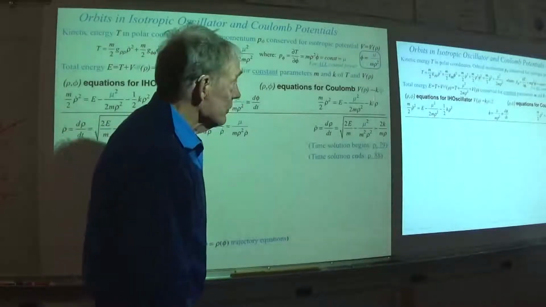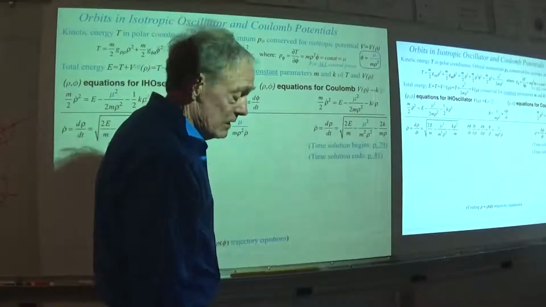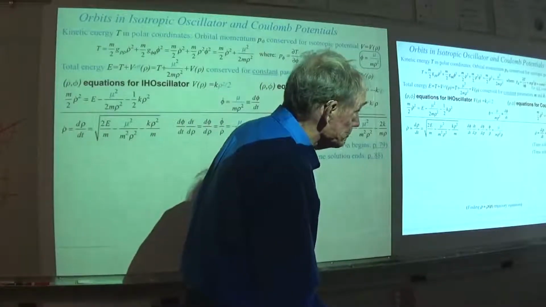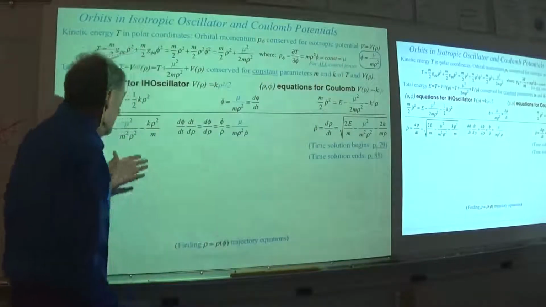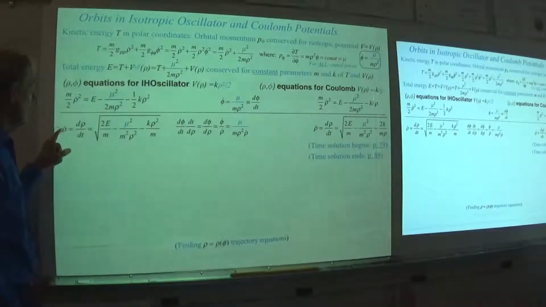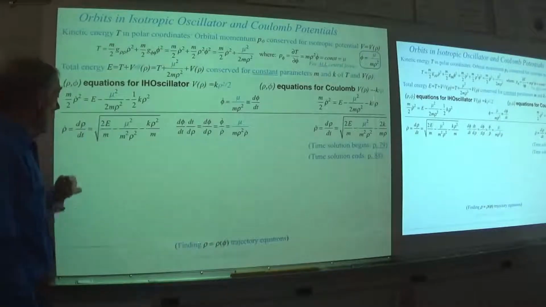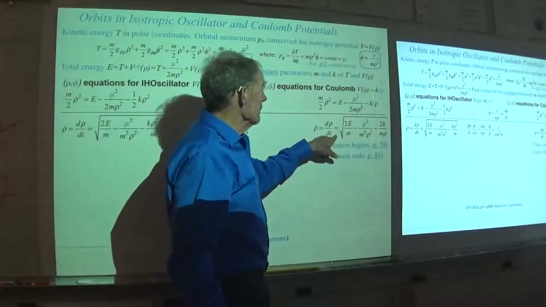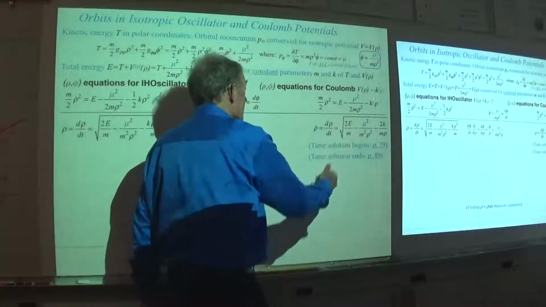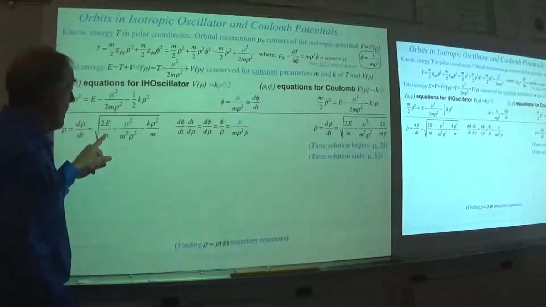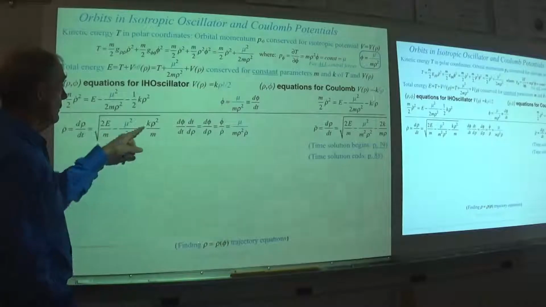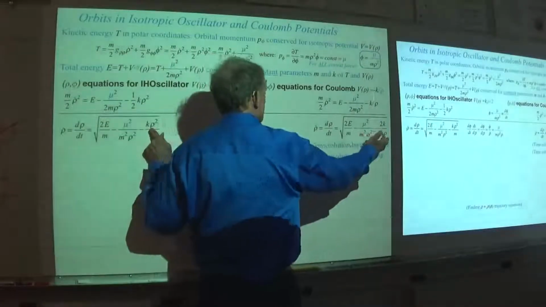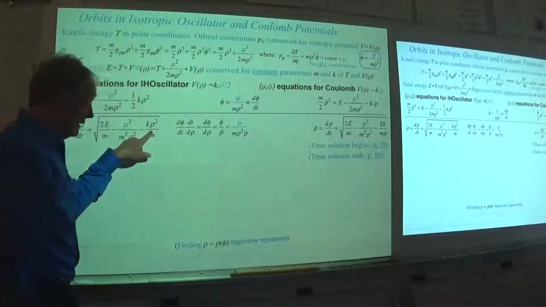Let's get both of these going here at the same time. We will then have a differential equation very easily. Total time derivative of rho, total time derivative of rho. Very similar equations except for this term right here: there's Coulomb, there's oscillator.